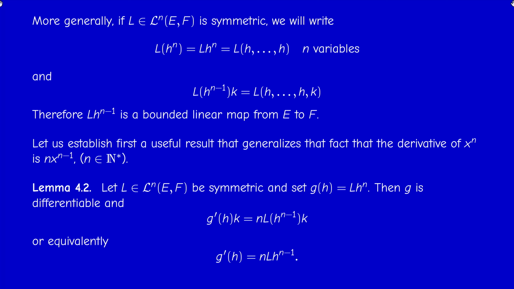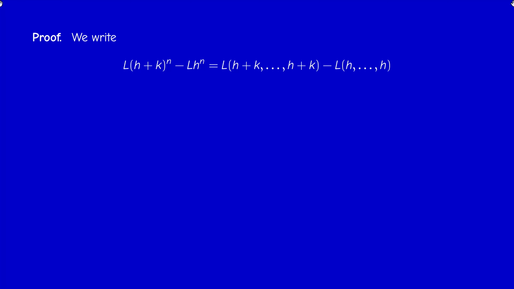Okay, and I will use this. Let us prove it first. It's not difficult actually. We follow the same methodology that you use in the proof of this rule. How do you prove that? You can use induction if you like, of course. It's the same idea. We take an increment k and we evaluate g of h plus k minus g of h. And we get this by definition.